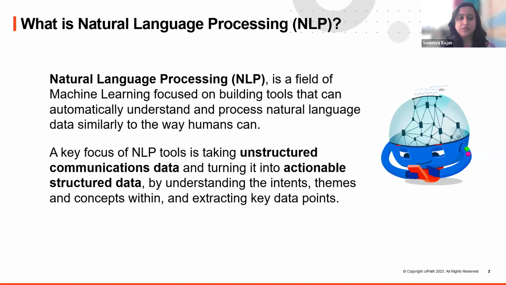So let us first understand what natural language processing is. Natural language processing is a field of machine learning that helps us to automatically understand and process natural language data, the way humans interpret it. It focuses on unstructured communications data and turns it into structured, actionable data by understanding different concepts and themes within the data. It also helps us extract basic data points from all these communications that are coming across.